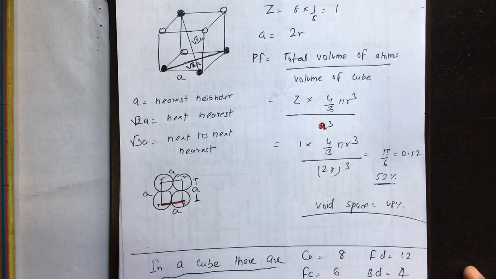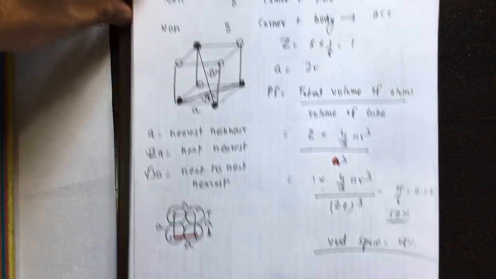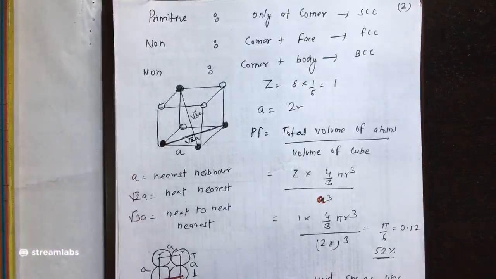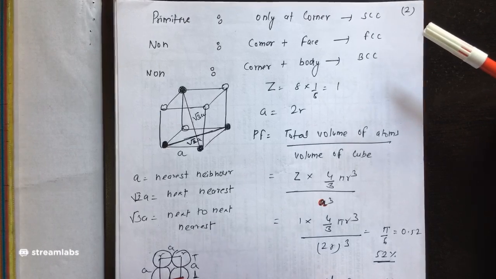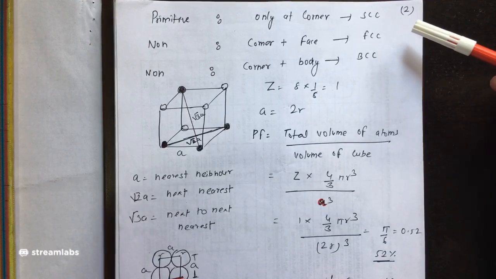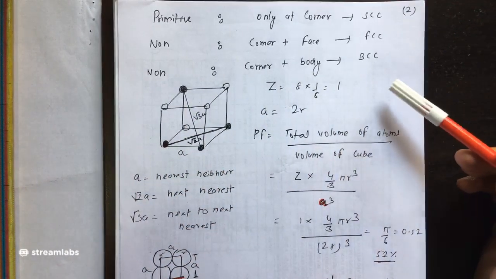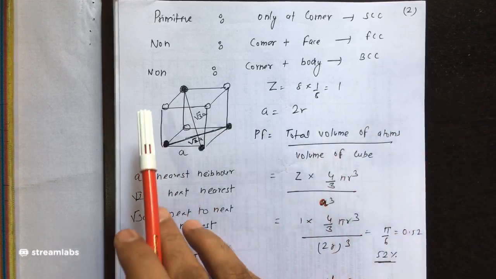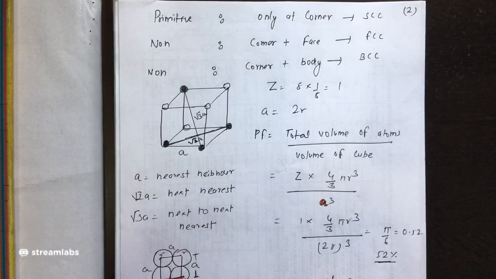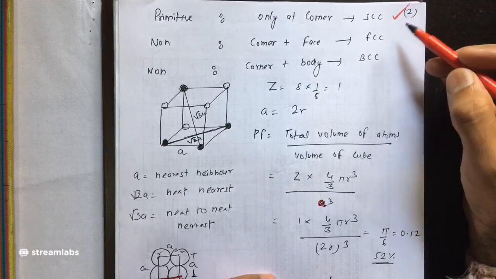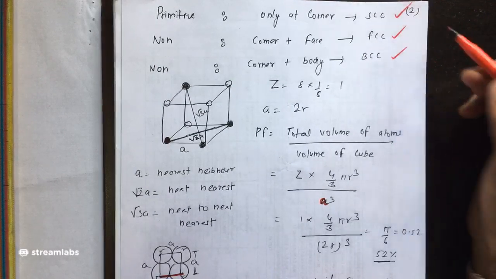There are basically two types: primitive and non-primitive. When we say primitive, the atoms are present only at the corners, and that is called SCC. Non-primitive has corners along with faces, that is called FCC. And non-primitive with corners plus body is called BCC. So primitive is just the simple cubic unit cell, SCC. Non-primitive can be FCC and can also be BCC.